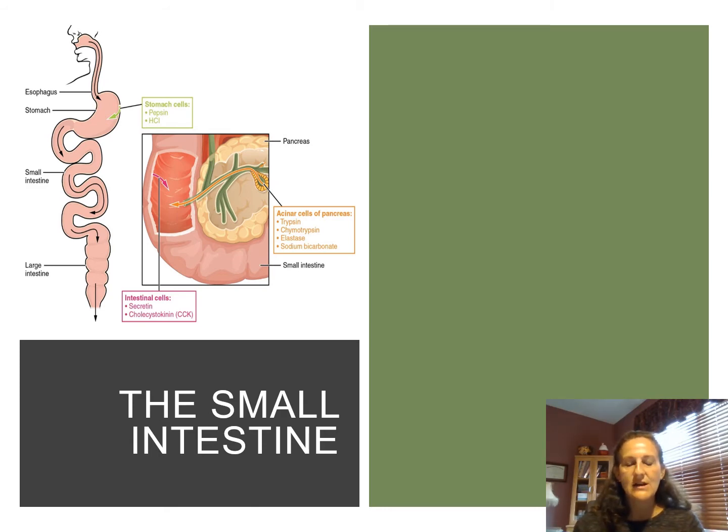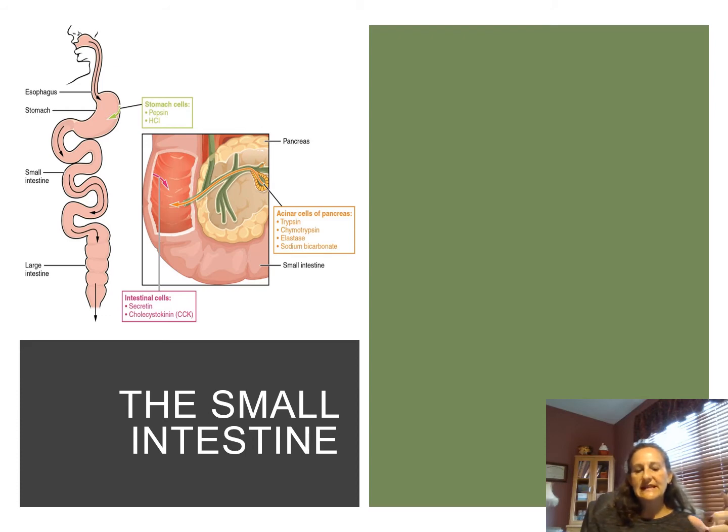That secretes what's called CCK. This may come back to you from anatomy and physiology. CCK stands for cholecystokinin, and cholecystokinin breaks down fat and protein. Now, the small intestine will prepare for absorption of these nutrients, macronutrients, which are carbs, protein, and fat, that the chyme holds, and also the micronutrients, which are the vitamins and minerals.